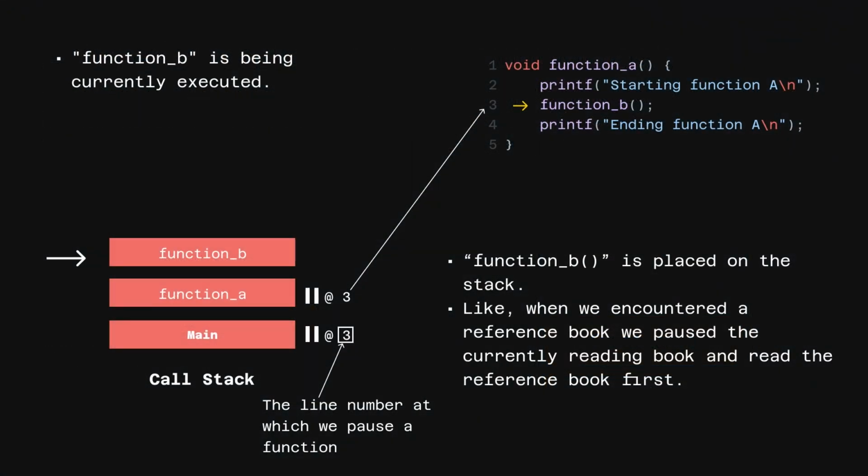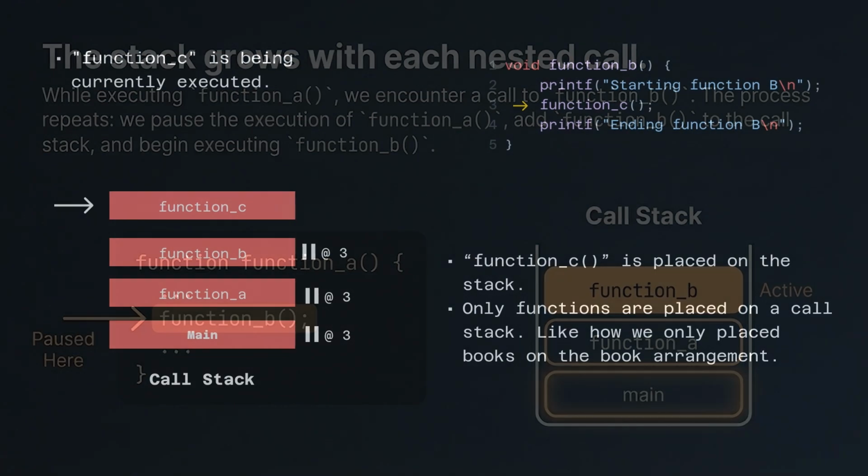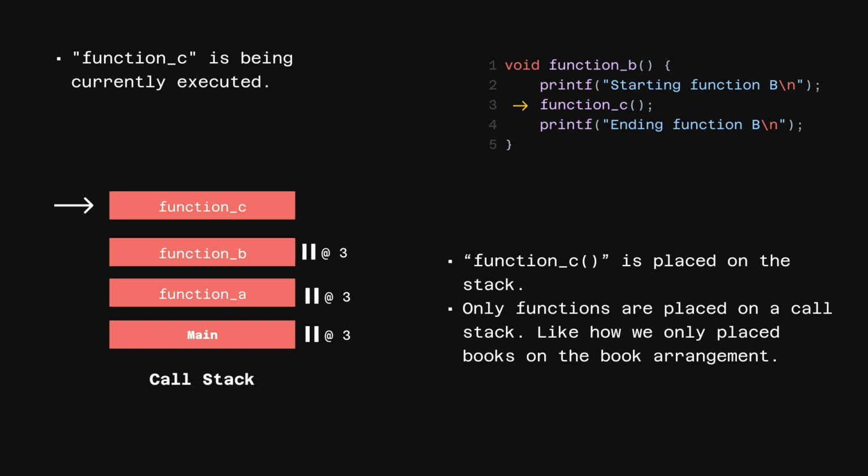While executing function A, we encounter another function called function B. This is similar to when we were reading a book and came across a reference to another book. Just like with the book, we pause the execution of function A, add function B to the call stack, and then begin executing function B. Once again, while executing function B, we encounter another function called function C. We follow the same process.